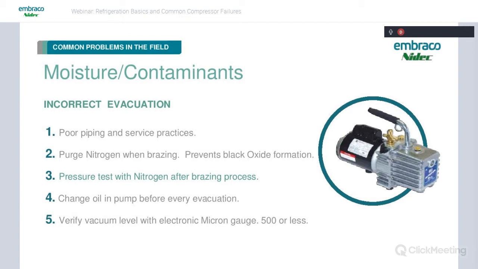After we braze, we want to make sure we pressure test with nitrogen and make sure that everything's not leaking. This also absorbs any excess moisture. The nitrogen is going to help get any excess moisture out of there.